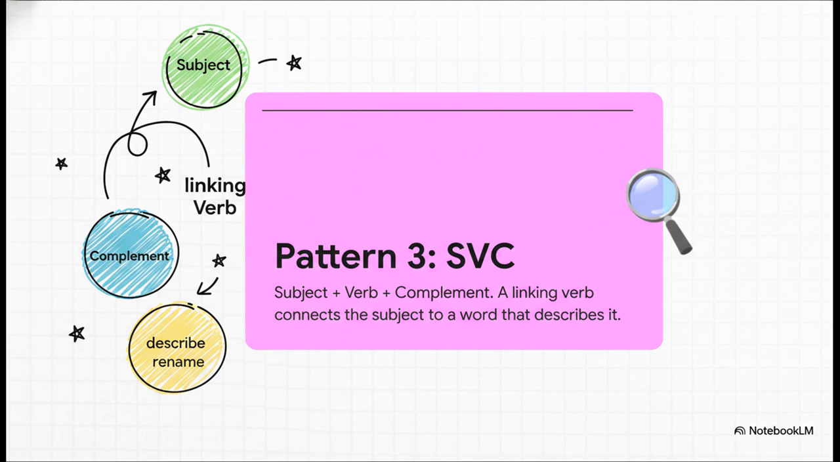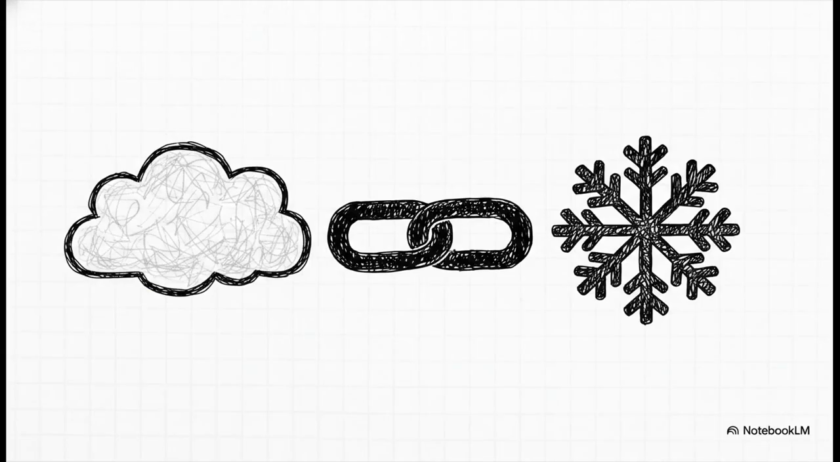Now, pattern 3, SVC, adds a different kind of detail. Instead of an action verb, we use a linking verb, words like is, seems, or becomes. This just connects the subject to a complement, which is a word that either describes it or renames it. It gives us more info about the subject itself. The weather is cold. The verb isn't really an action here. It's just a link. It's connecting the subject weather to the word that describes it, cold. In this case, cold is what we call the subject complement.